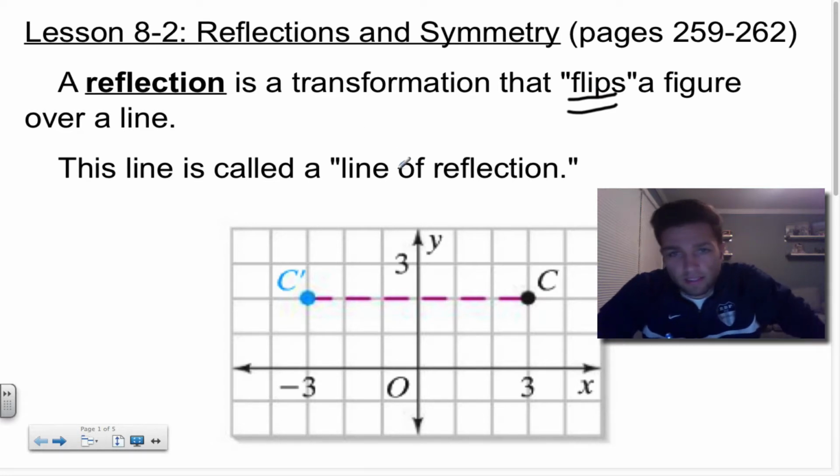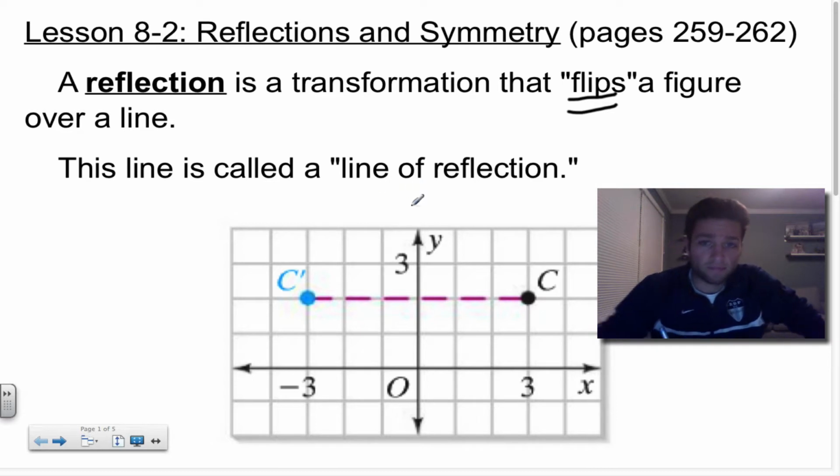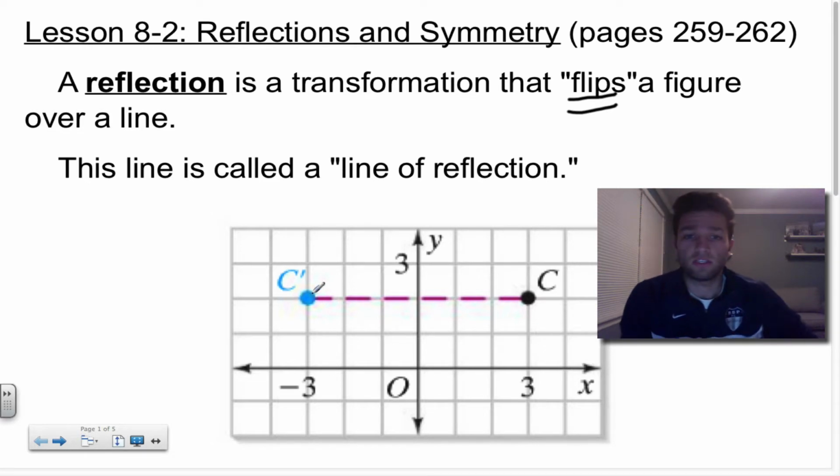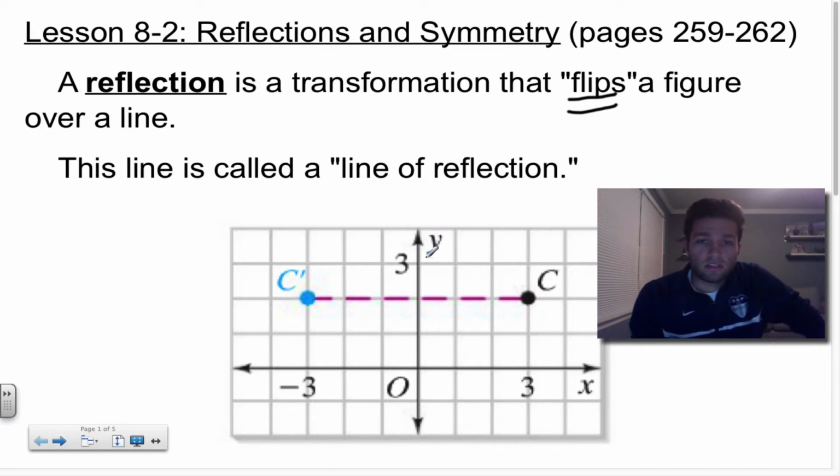So let's look at this example right here so you can get a visual of what a reflection is and what's happening. We have our original point C and our image C prime. Remember the little prime notation is what lets us know what the image is. And an easy way to figure out what the line of reflection is, is to look and see where the original and the image are the same distance apart.